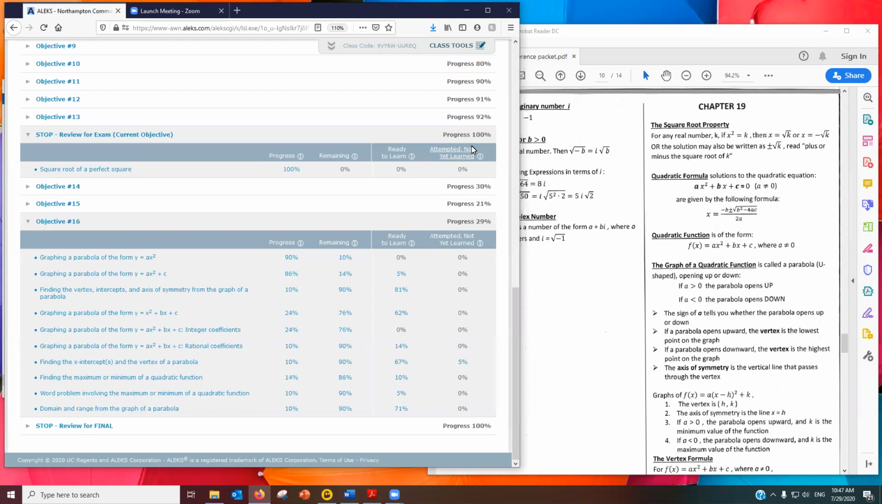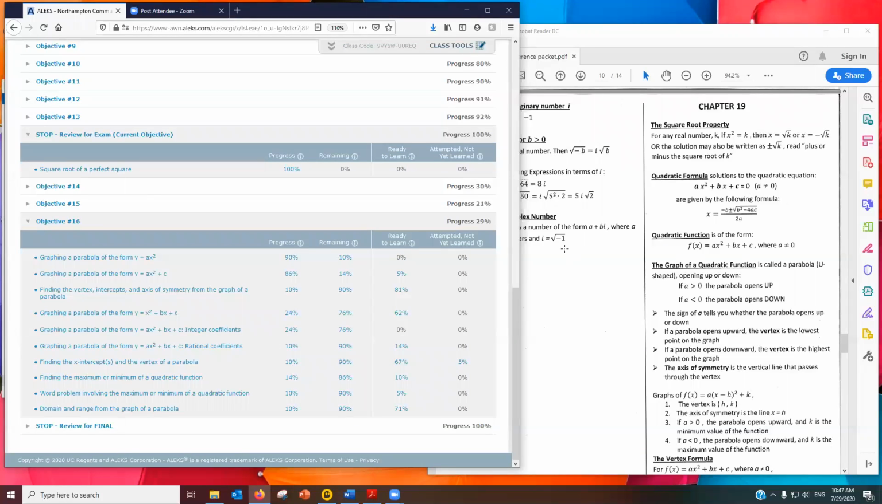I'm recording a video for Objective 16 in Alex. Objective 16 is the last objective in the course, and there's 10 topics here, and you can see most of these are asking you to do some graphing a parabola. So I want to go through some examples with you and show you how to do the graphing in Alex, and then find some different important aspects of these graphs.